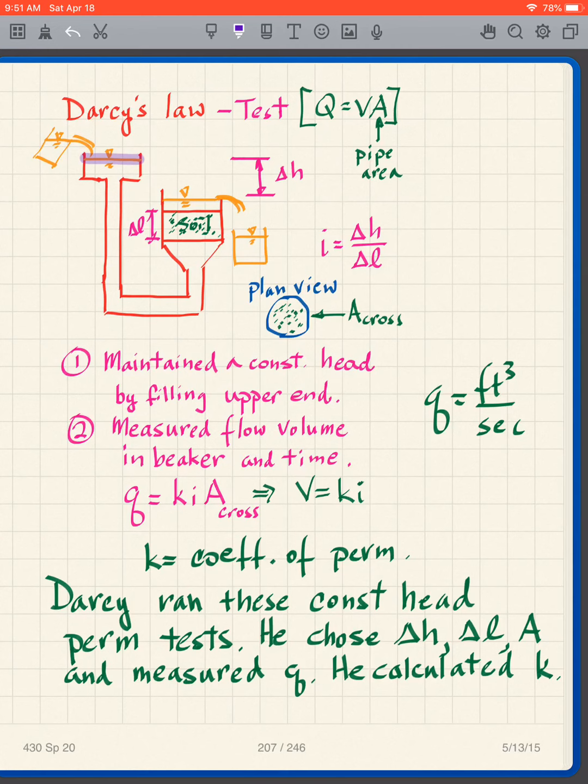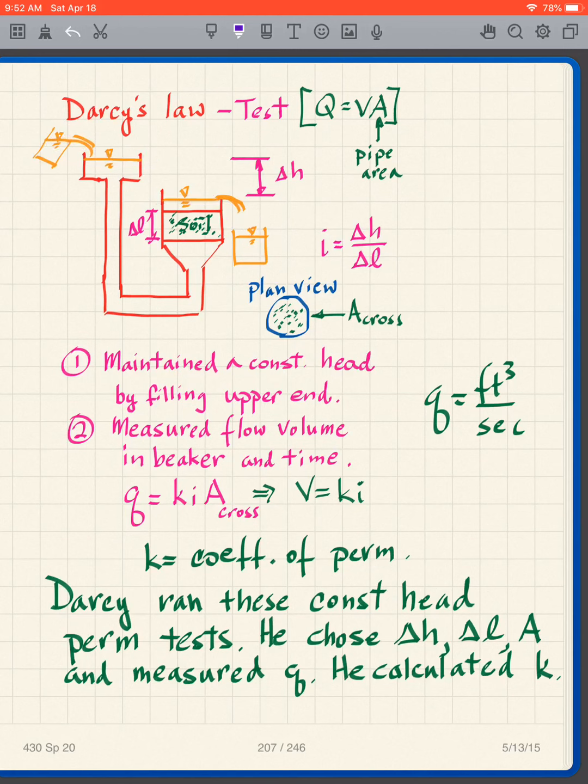How was the head maintained at the top? By basically filling this side, we could maintain a constant water level there. And then by having a lip at this side, the water level would remain constant and the water would flow over and we would catch the water there.